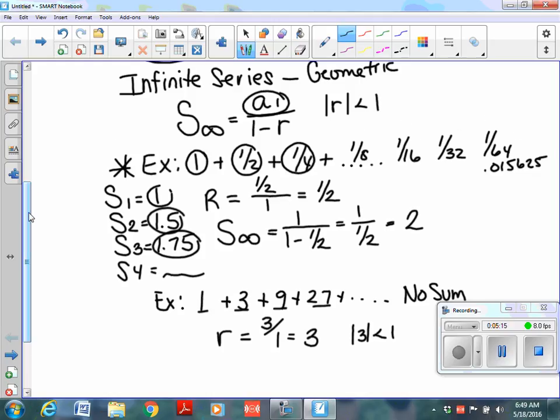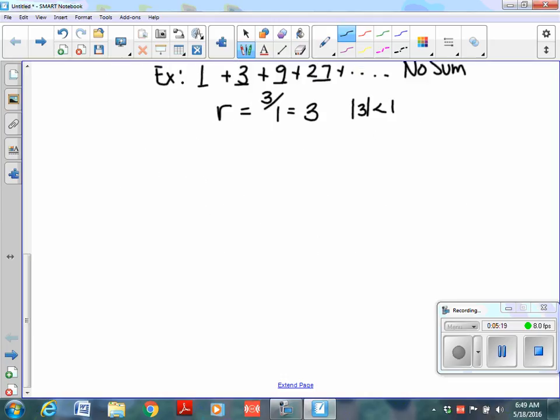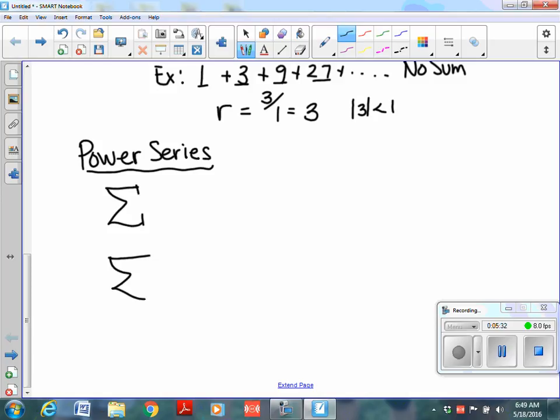Okay, the next part is power series. We're going to slowly work our way into power series. And there isn't much to this section at all until we get into the next section. All it's saying is there are two types of power series. The sum from n equals 0 to infinity of c_n x to the nth, which is a power series.